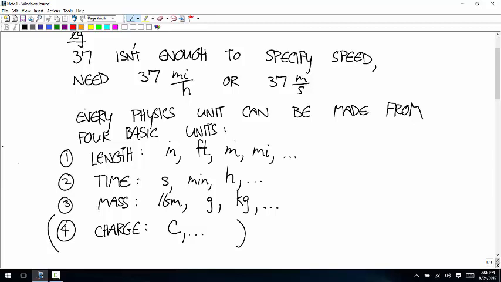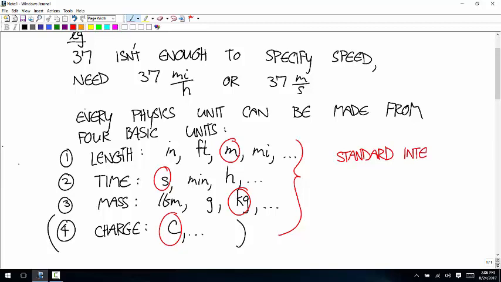All of these, meters and seconds and kilograms and coulombs, although we're not going to talk about those, are the SI units, the standard international or SI units. And almost all our calculations are going to use those.